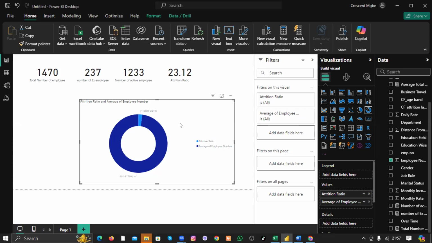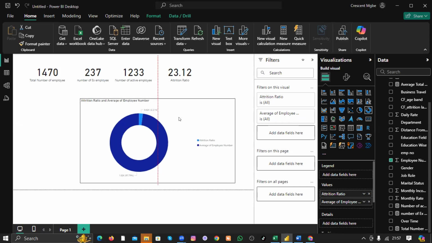It is understandable. There's no way you can keep all your staff. It's possible some got a better offer somewhere, some got a relocation opportunity and traveled abroad. So those ones are normal. It's not the hospital's fault. Apart from those factors, they are doing well. That's what this means, because the attrition ratio is low. Did you get that? Out of 1,470, only 237 left in a period of 1 year. So they have a low attrition ratio.